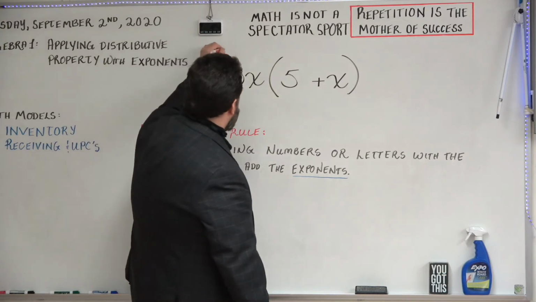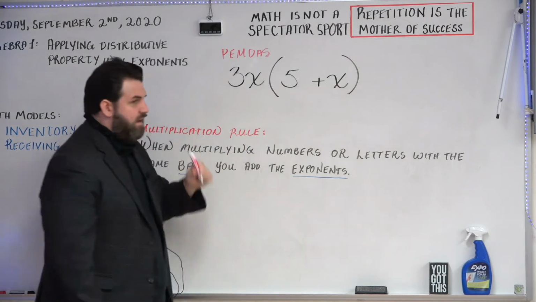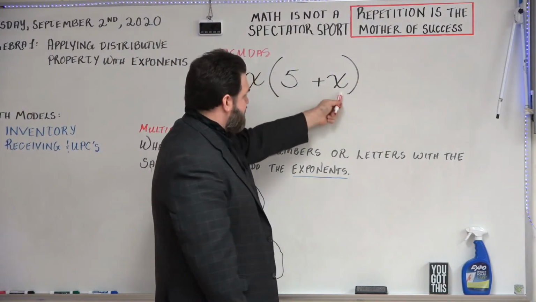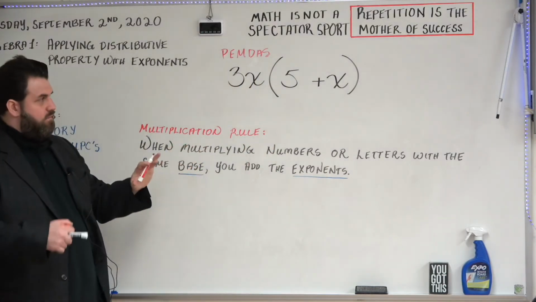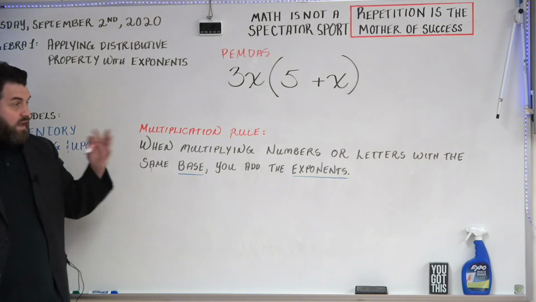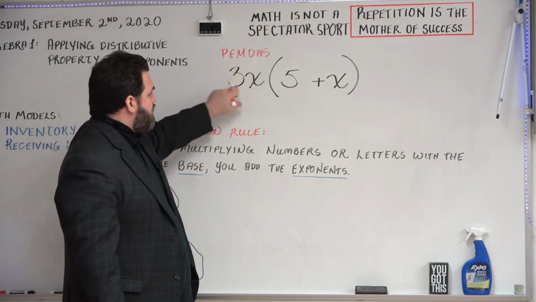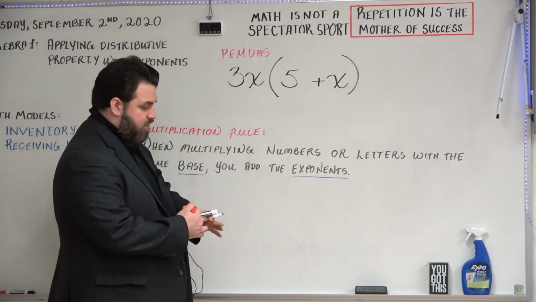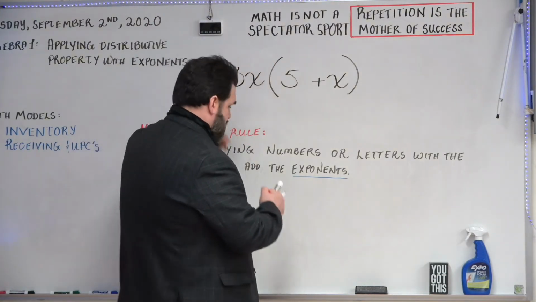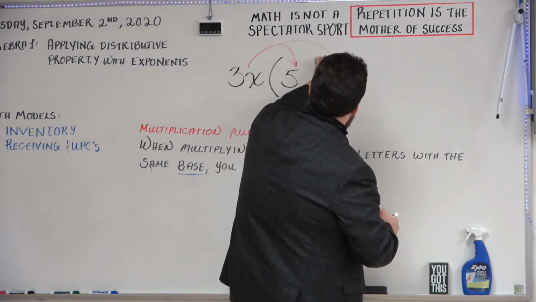PEMDAS, please excuse my dear Aunt Sally. PEMDAS says start with the parentheses. Okay, I'm going to look in here. 5 plus x. Well, 5 and x I can't add them together in any significant way, so I can't do anything. So I'm just going to move on, and we don't have any exponents, so I'm going to move on to multiplication. Okay, so by multiplication I mean distribute. So we'll draw our distribution lines.